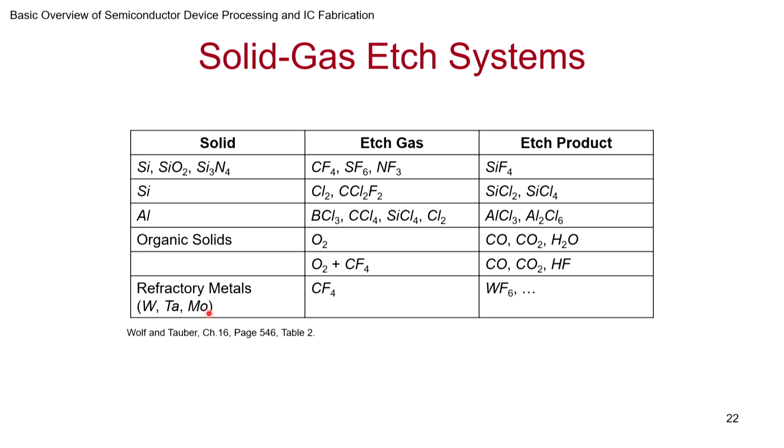Refractory metals, this can be tricky. Again, here you have to make sure that the byproduct is volatile. So carbon tetrafluoride can be used, especially with tungsten. You have tungsten hexafluoride that is volatile. So you have to make the choice based on the byproduct: it should react, and the byproduct should be volatile.